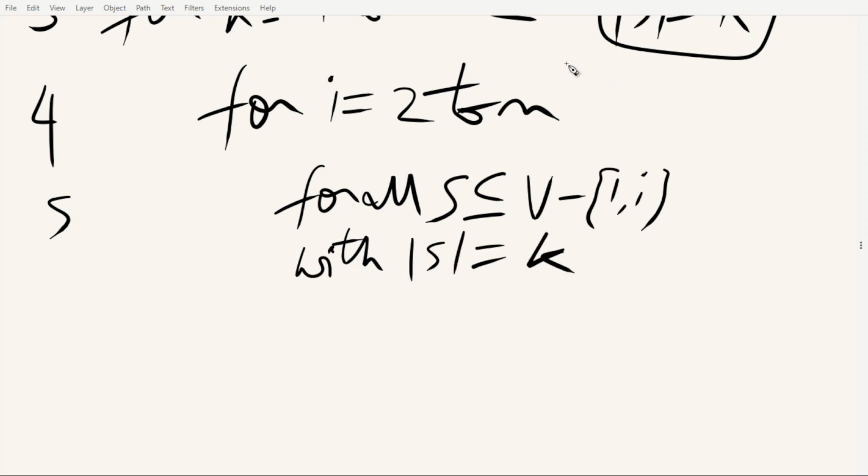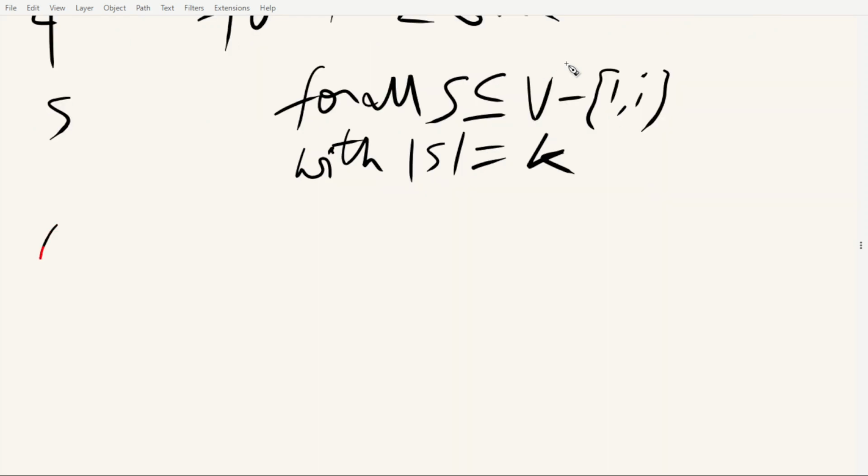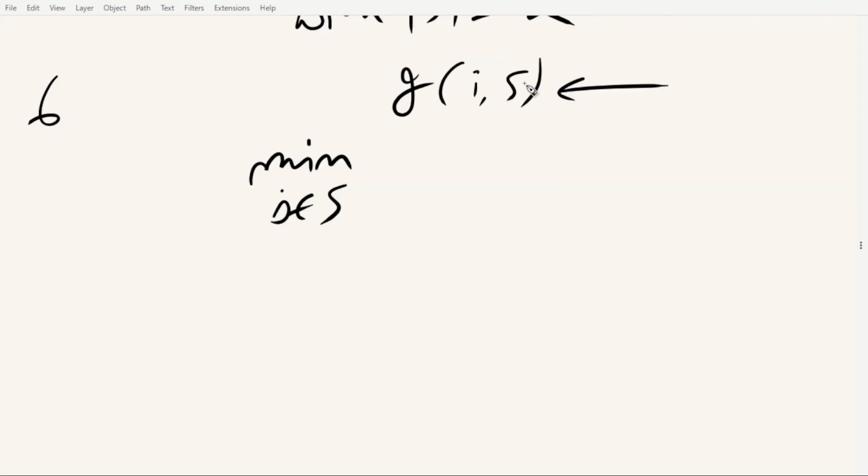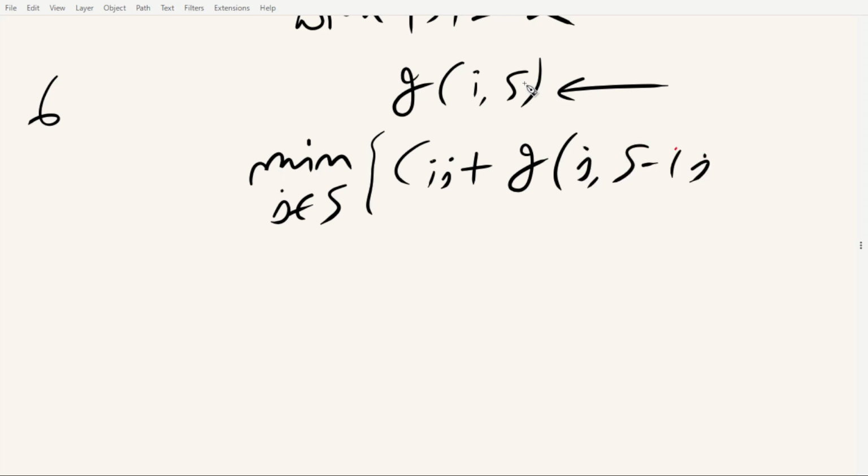So now we simply apply the same recurrence formula: G I S, apply the minimum over J in S of the cost Cij plus G J S minus J.